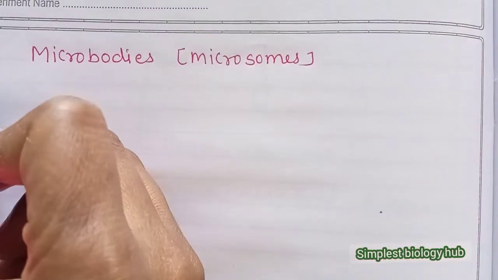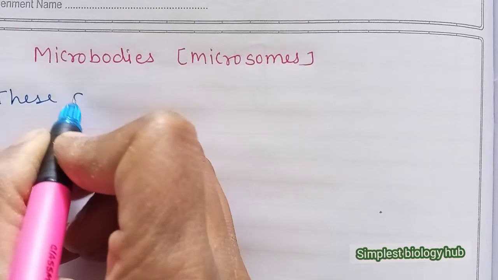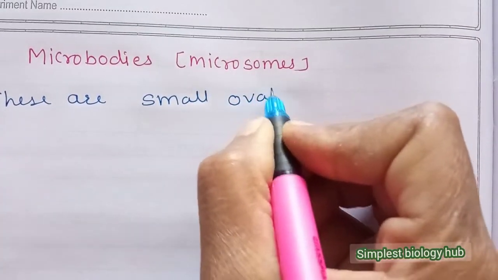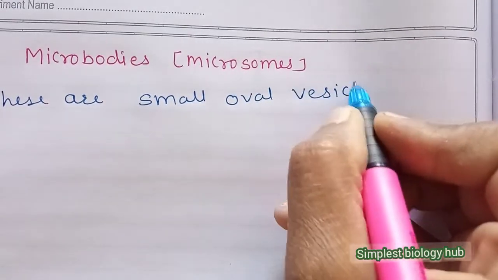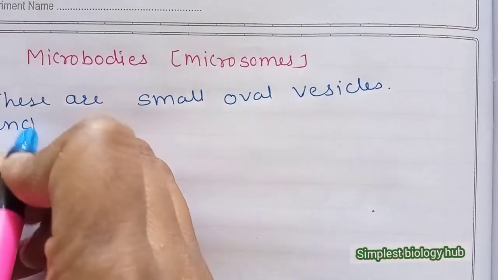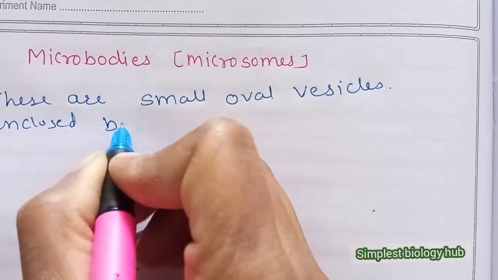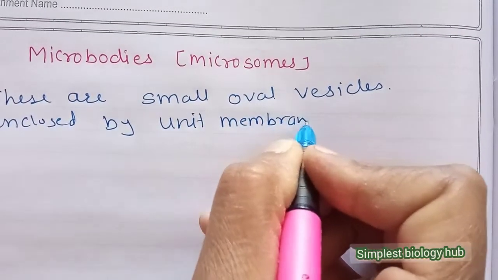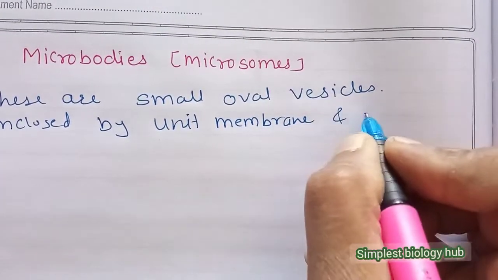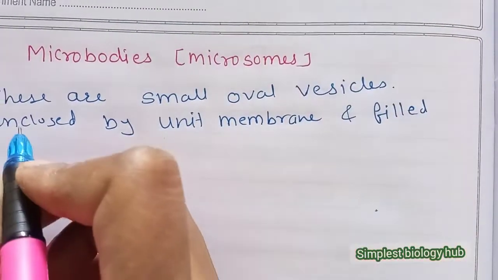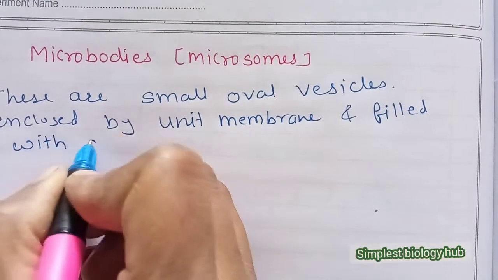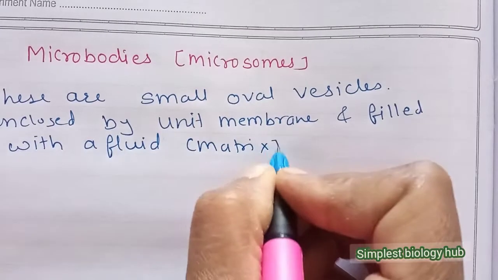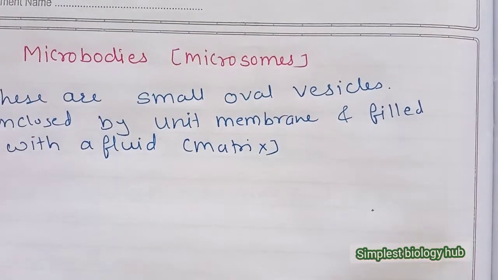The microbodies or microsomes, we call these small oval vesicles enclosed by a unit membrane. Unit membrane is nothing but the plasma membrane, and these vesicles are filled with a fluid, and that fluid we call matrix. This is the definition of microsomes or microbodies.